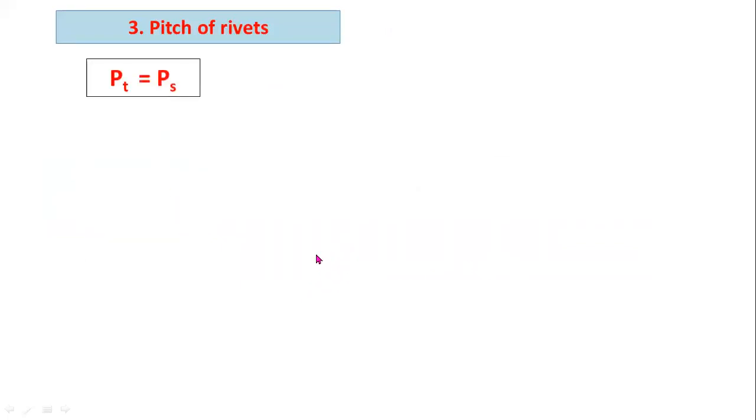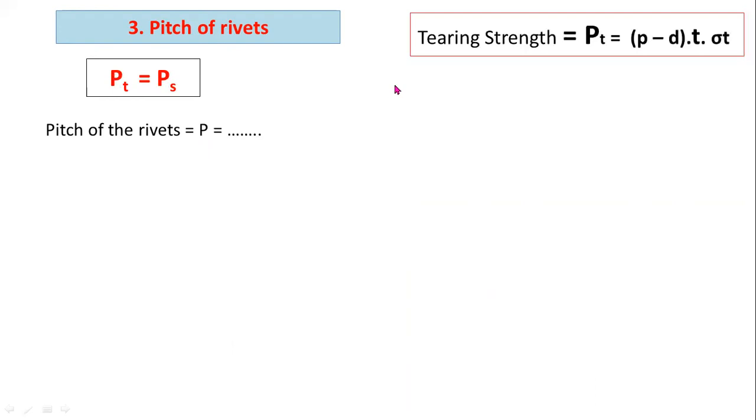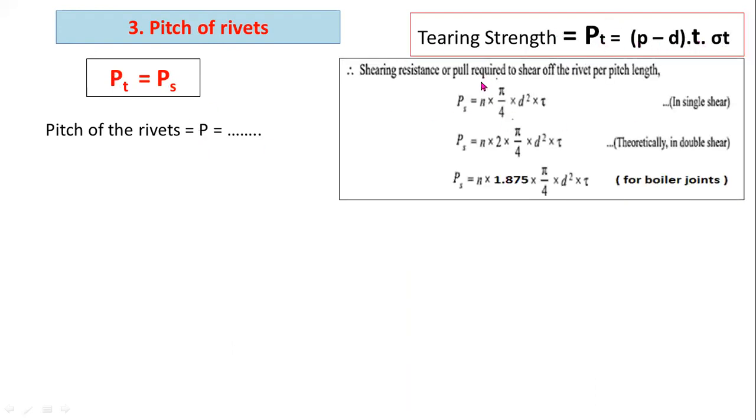For determining the pitch of the rivets, you have to equate these two values. Here PT is the tearing strength, PS is the shearing strength. Already we know the formulas for PT and PS. From these two values, you have to determine the pitch of the rivets P. The tearing strength is P minus d into T into sigma T, and PS. Already we discussed these formulas.